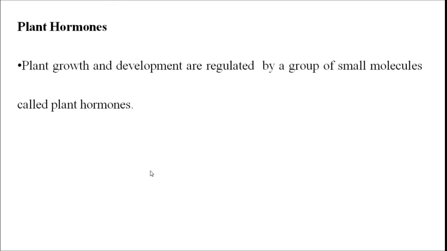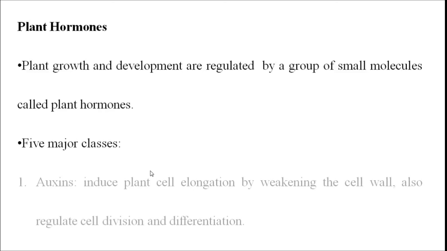Now the next hormones are the plant hormones. Plant growth and development are also regulated by a group of small molecules which are called the plant hormones. There are five major classes. The first one is auxin. This auxin induces the elongation of the plant cell by carrying out the weakening of the cell wall. In addition to that, they are also involved in regulation of cell division and differentiation.